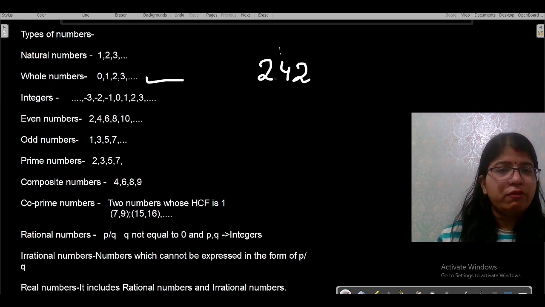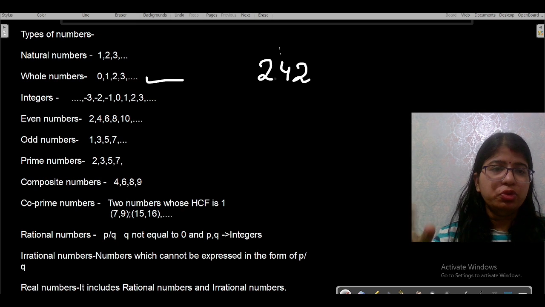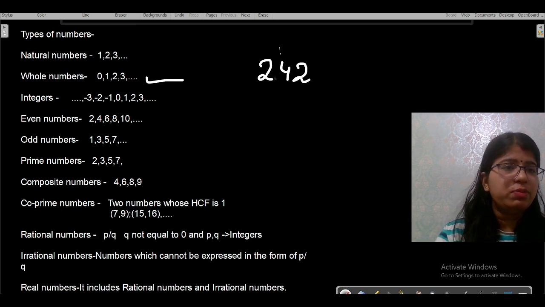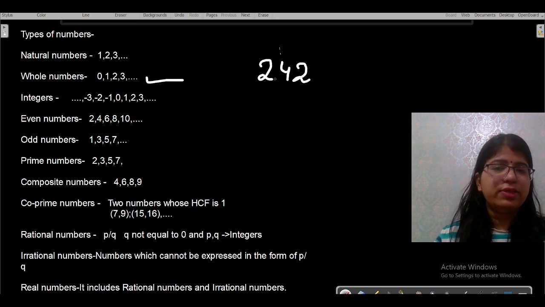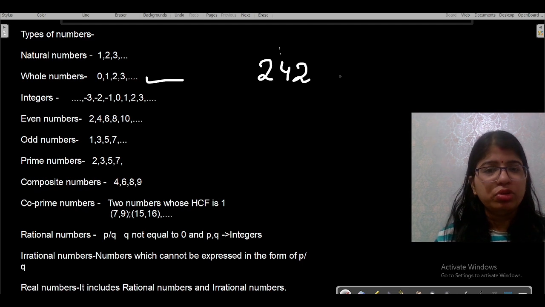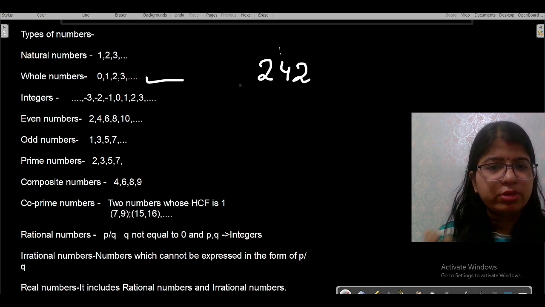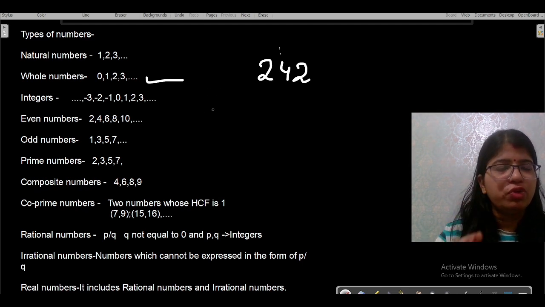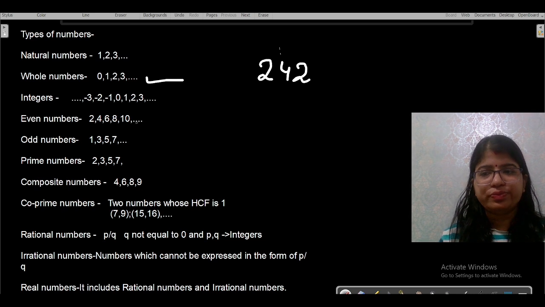How do we know that? Once you see the divisibility rule of 2, where it is said that if the unit place is 0, 2, 4, 6, 8, then it is an even number. So this is an even number because it is divisible by 2. Once you divide 242 by 2, the remainder will be 0.